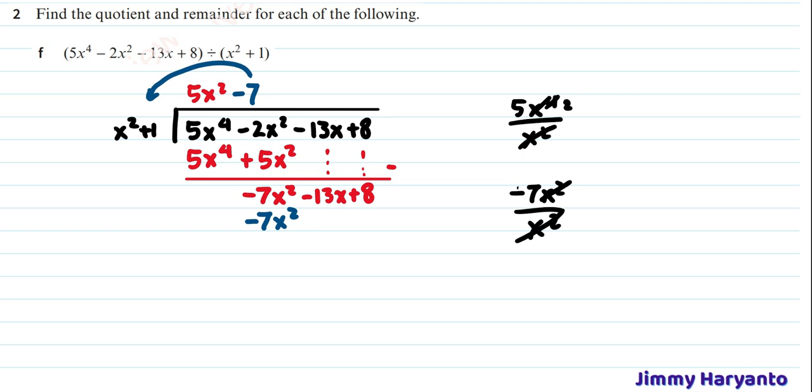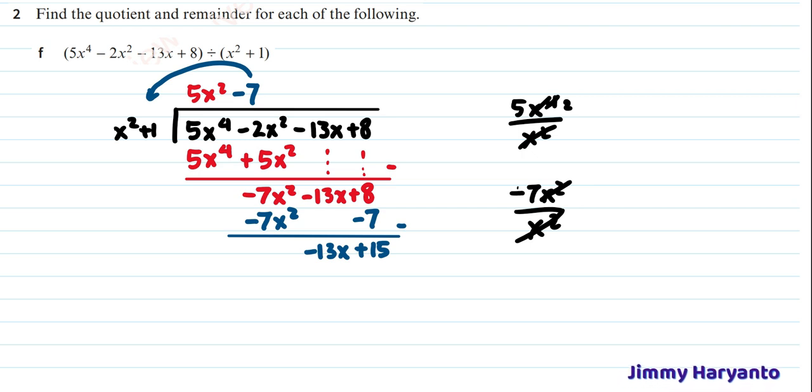We'll have negative 7x squared minus 7 right there, and then you will minus them. You have negative 13x. This one will become plus 15, and then that's it. We cannot divide it anymore. That means we have to stop.